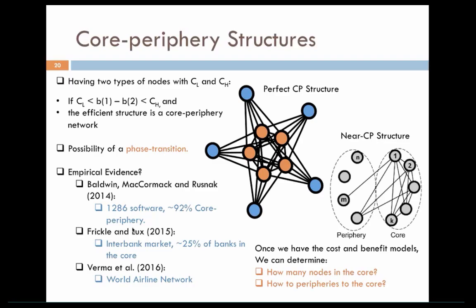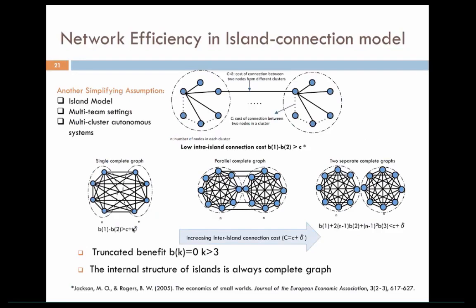So if these structures are so useful and common, then from the design perspective, using this analytical framework that we just saw, we can answer, first of all, how many nodes are supposed to be at the core, and how peripheries are supposed to be connected to the core. This is a simple model, and of course there is a lot of simplification going on, but still it's realistic for many applications and can help us respond to those two questions.